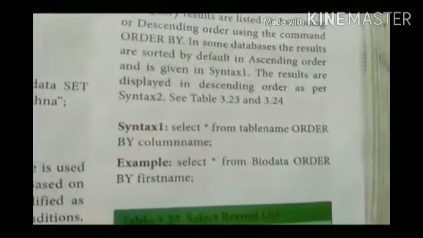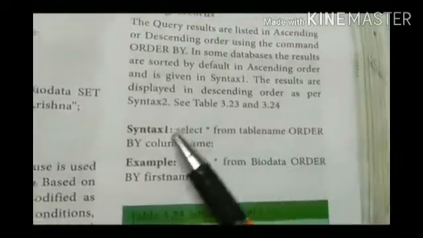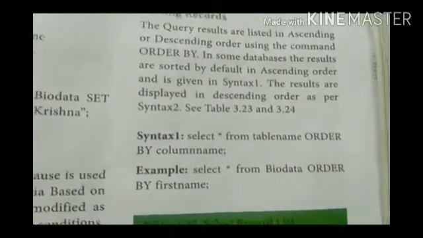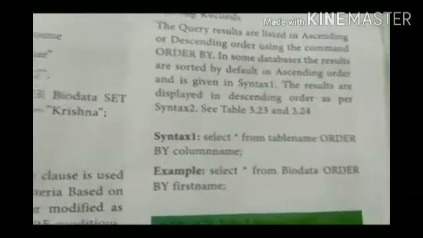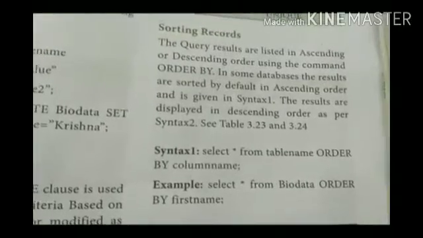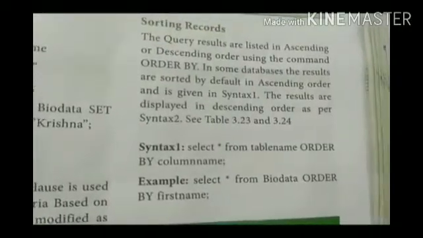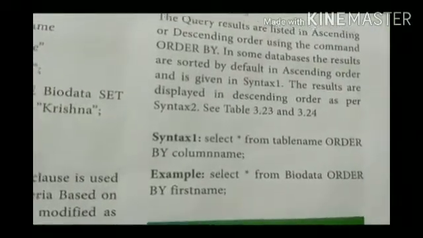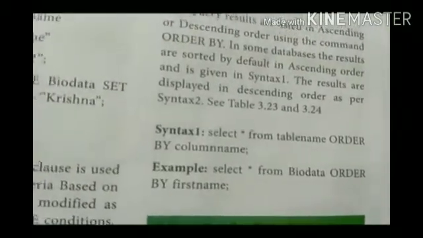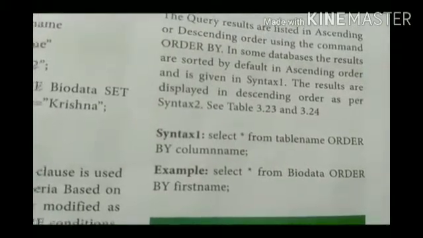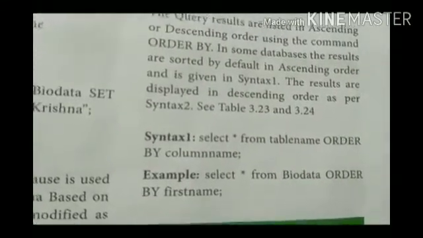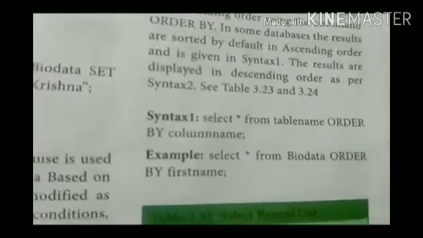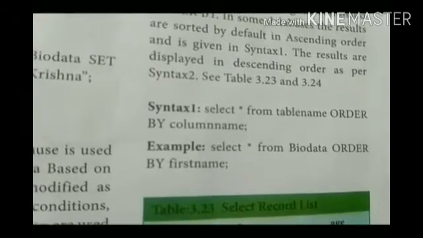So what is the syntax of this command? Select asterisk from the table name, order by column name. By using whichever column we want to order the records, we have to specify that column. If we want to arrange all the records in alphabetical order, we have to order by the column name, that is, first name. If we want to arrange the records with the help of total marks, then select asterisk from biodata, order by total. Like that we have to specify.